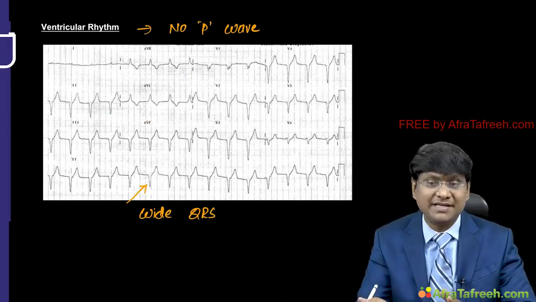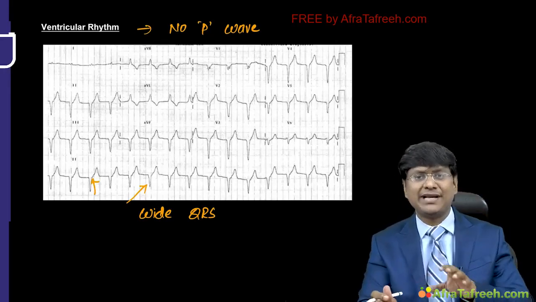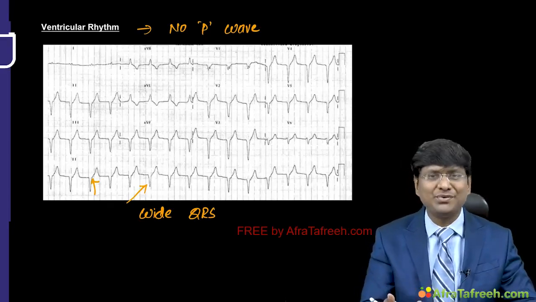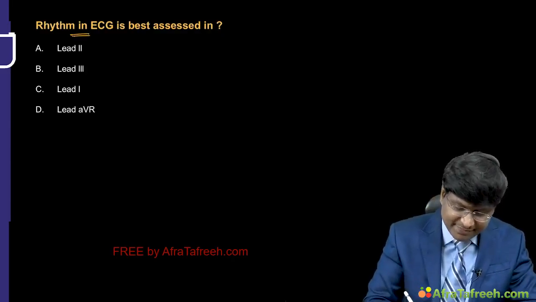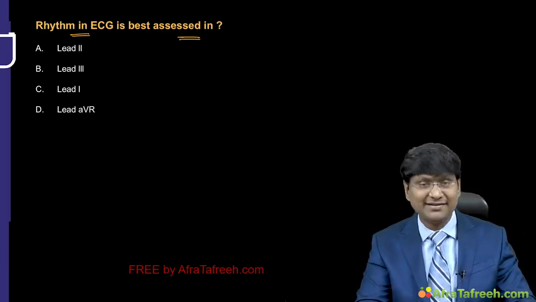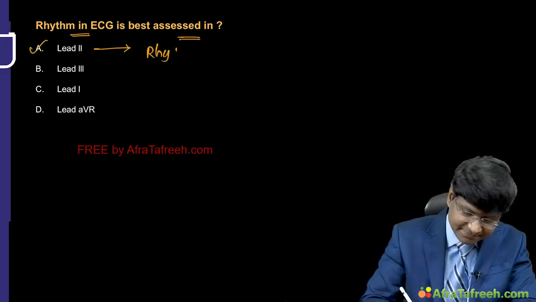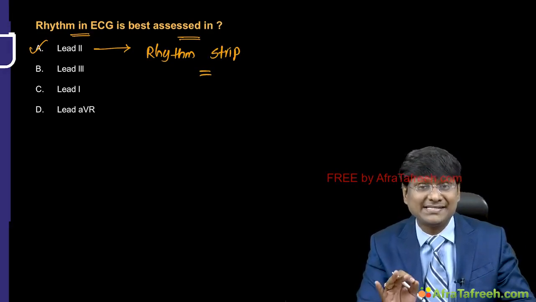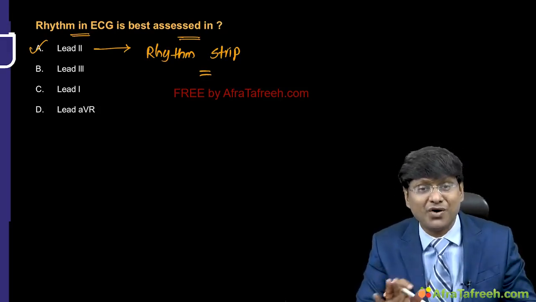Or occasionally the P wave can be there in the terminal portion of the QRS complex, you see here. That is occasional. That is your ventricular rhythm, where you will not have a P wave but a wide QRS complex, because the impulse is originating from the ventricle. Then the next point is that rhythm in the ECG is best assessed in lead 2, lead 3, lead 1, aVR. Lead 2 is considered as the rhythm strip. That is the reason we take lead 2 as the best lead for assessment of abnormalities of all the waves.